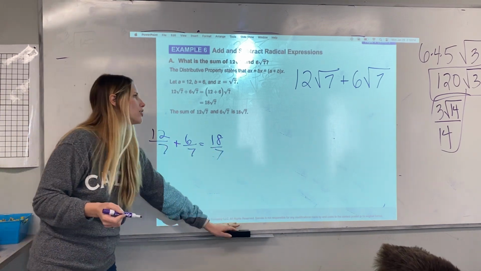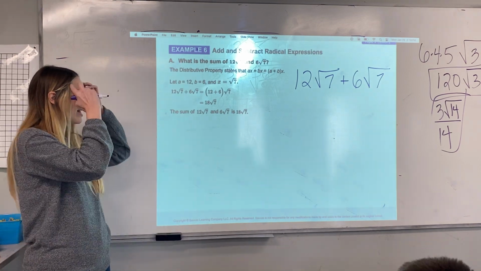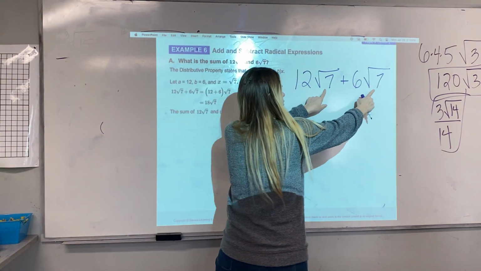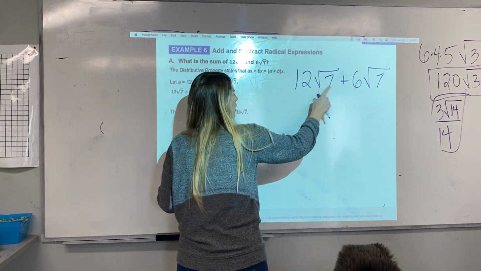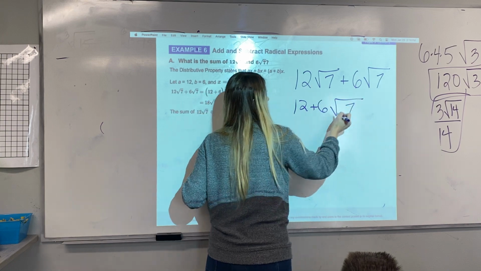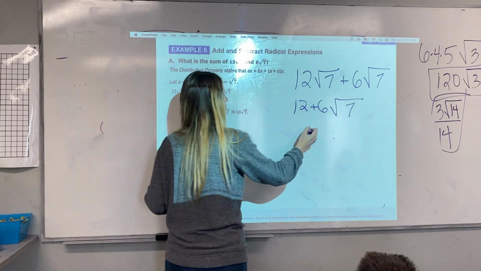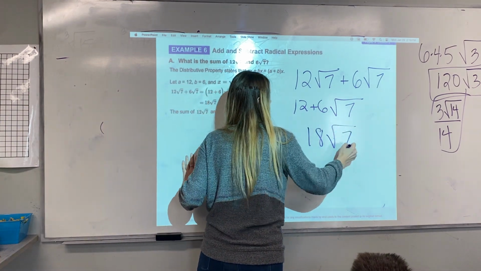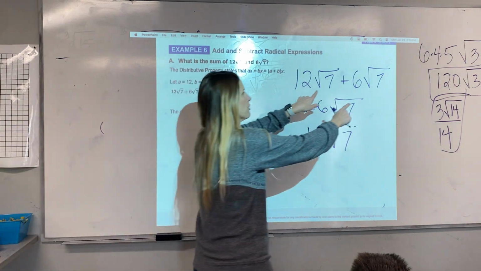So this isn't the same problem. I'm just saying it acts like the same thing. If they are the same radical, you can add your numbers, 12 and 6, 18, and then the radical stays the same. So it'd be 18 radical 7. Why would it be squared though? Because you're not multiplying them.